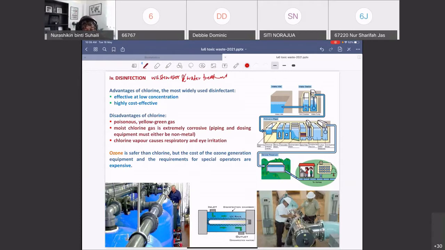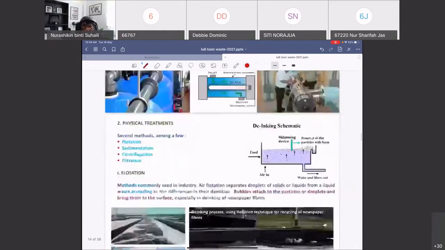Another option of disinfectant is ozone, but the problem with ozone is that it is expensive. Also, the process or the operation requires expensive facilities. So that's why ozone is not as common as chlorine. Okay, right. So that's disinfection.